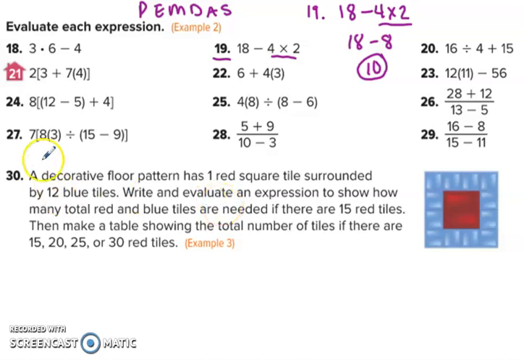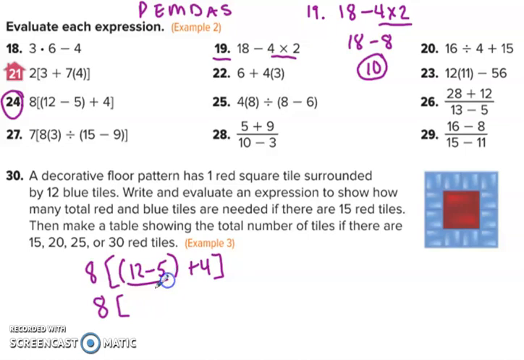Okay, let's try a harder one. Let's try, ooh, look at that one. Oh, goodness, I better save one of those for you guys. Let's do number 24. We've got 8, and in these brackets here, they're inclusion brackets, we've got a parenthesis, 12 minus 5, plus 4. We have to do parentheses first.